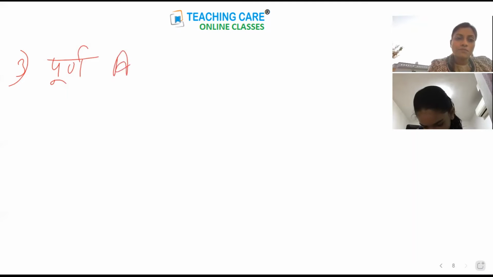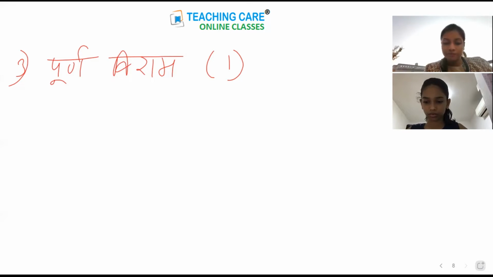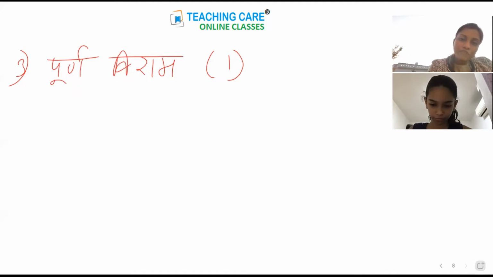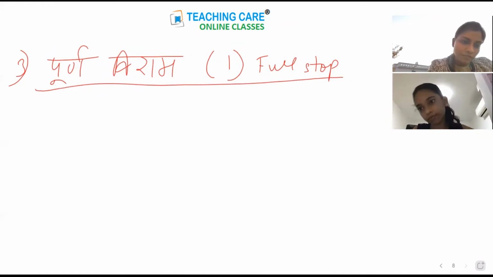Third one we are going to do is Purna Viram. As the name is suggesting, Purna means complete. English meaning of Purna is complete, means completely stopped. In English, we call it full stop. Write down its definition first.